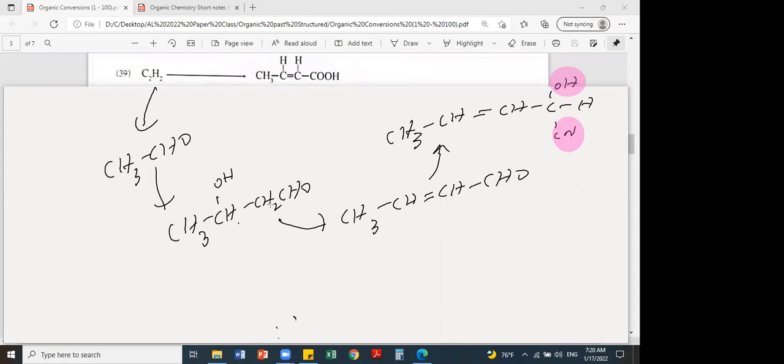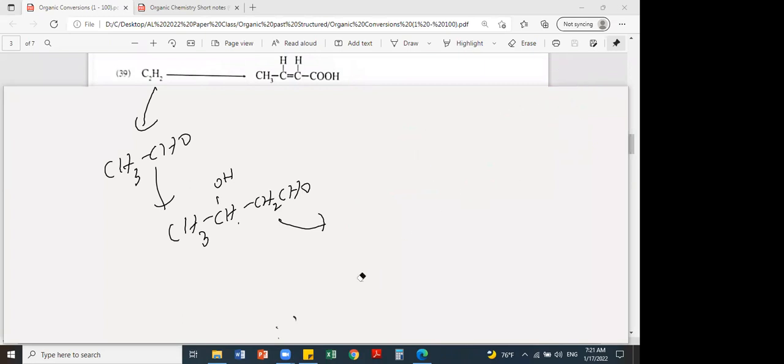Okay, you put HCN. After HCN, after HCl, concentrated structure. Let's see that one. After HCl, then you get here CH3CH2COH and CN.